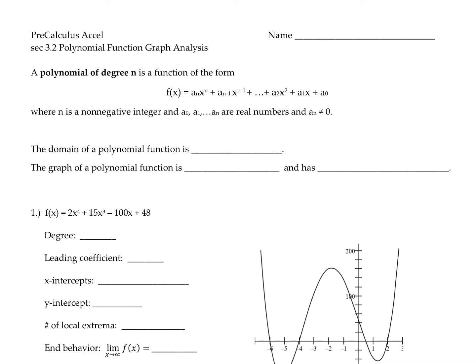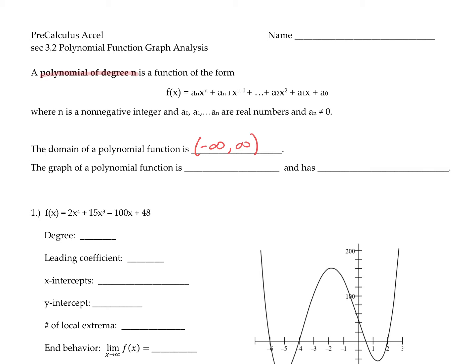In this video, we are going to analyze polynomial function graphs. So first, let's talk about how we determine the degree of a polynomial, where n is a non-negative integer. When we're determining degree, we're going to look for the largest degree of the polynomial. When we're talking about polynomial functions, our domain is always going to be negative infinity to infinity.